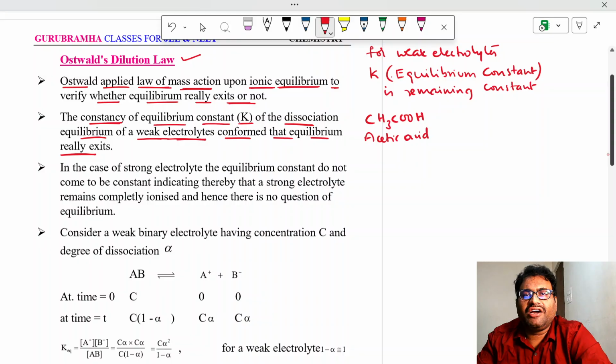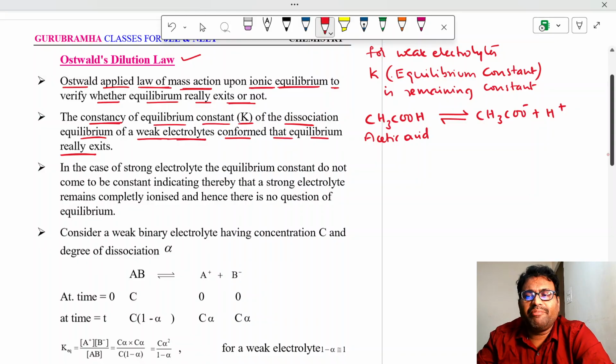Whenever we mention a weak electrolyte, which is not dissociating completely, whose alpha is less than 1, then compulsorily we have to write the forward arrow and the backward arrow, because in the ionization of a weak electrolyte, there will be an equilibrium existing between dissociated ions and undissociated molecules. So whenever we represent a weak electrolyte, you have to remember that there will be an equilibrium between dissociated ions and undissociated molecules.